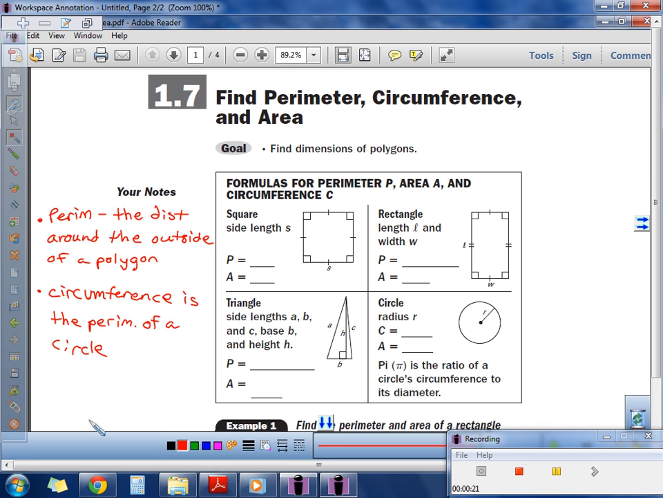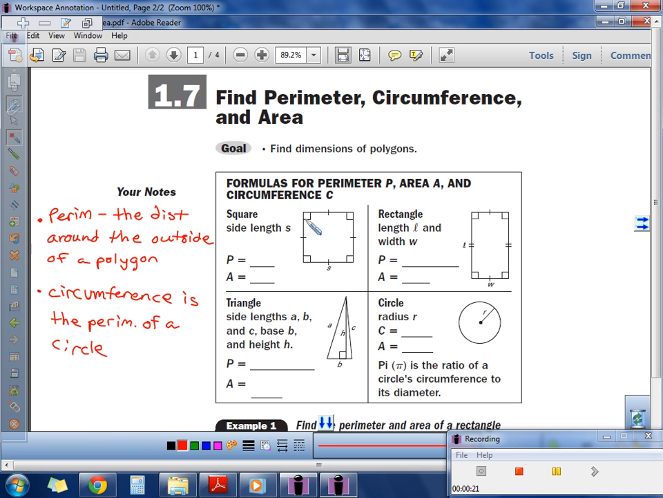The last word up there is area. And area is different than perimeter and circumference. Perimeter and circumference go around the outside, around the edges of the shape. Area is kind of different because it does what? Okay, it's not exactly the total distance taken up by the shape. It's the amount of square units that fit inside a shape.